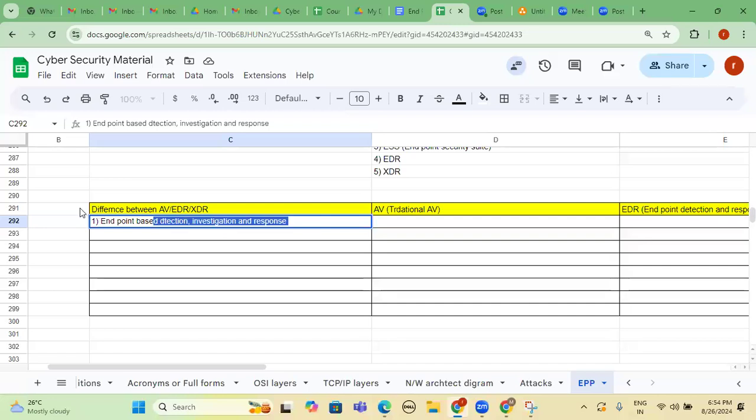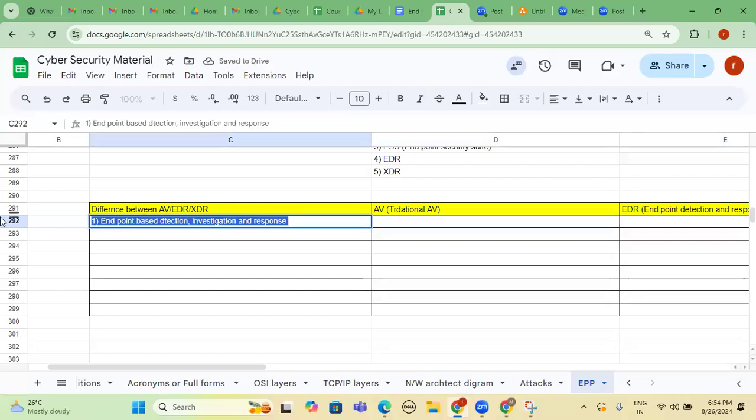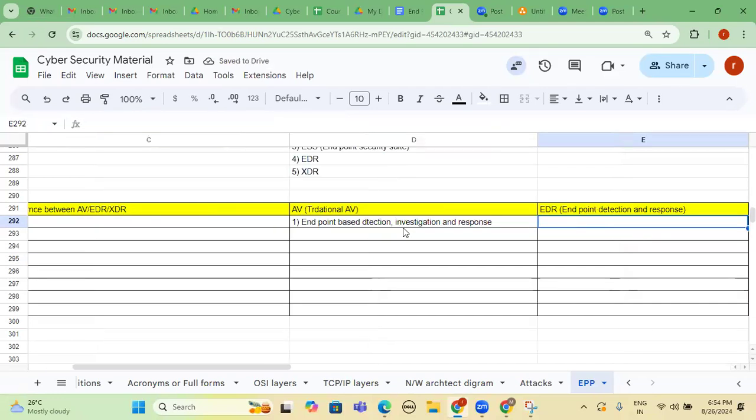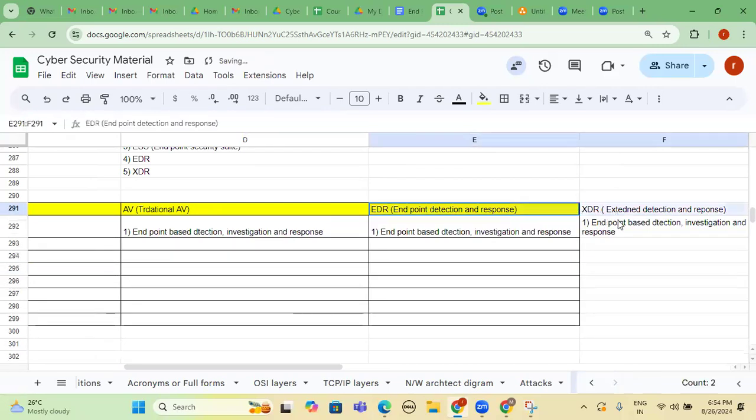So this functionality obviously it will be there. So endpoint based detection and the investigation response. In the similar way, EDR side also, endpoint based detection, by default it will be there. Even for XDR also it will be there. This is a common feature for everything.